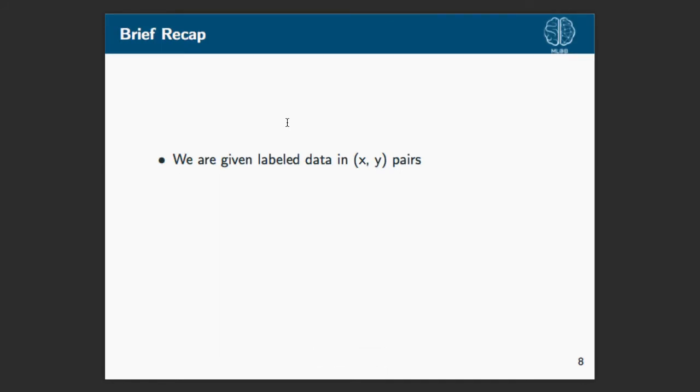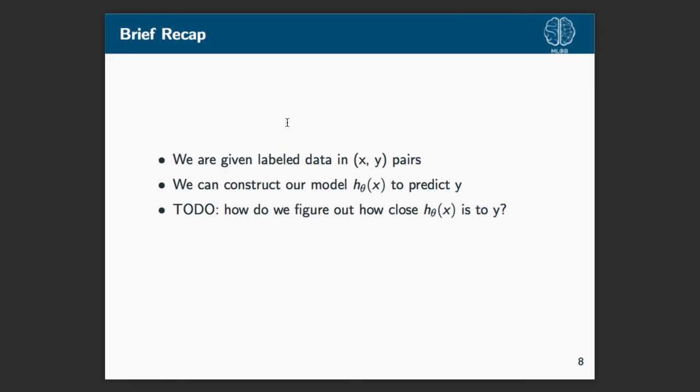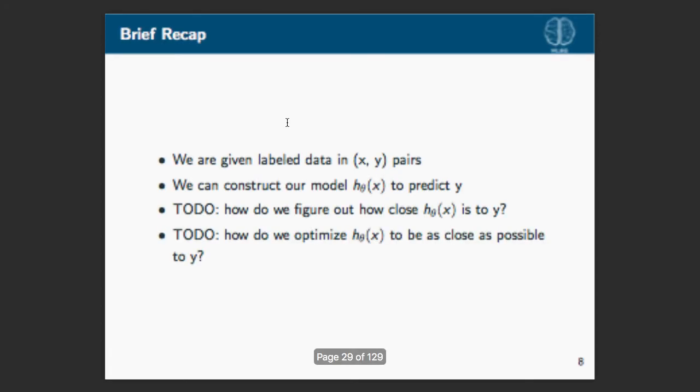A brief recap of what we just covered. We're given labeled data in x, y pairs. Remember that we could have many predictor variables for every data point. We can construct our model. We know what our model looks like: a bunch of these coefficients and a bias term to predict this y. So there are still things we need to do. We still need to figure out how close our prediction is to y. How do we estimate that? And once we know how close it is, how can we optimize it so that it's even closer to y, and then find the minimum from there.